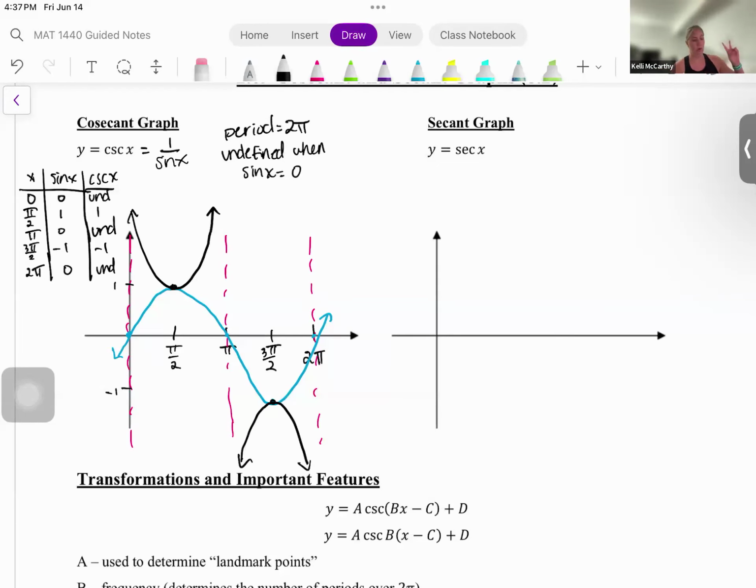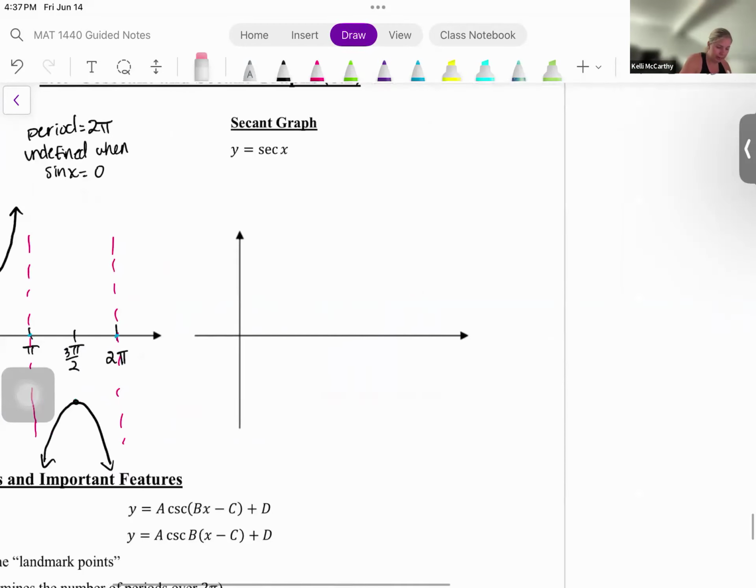So I've shown one graph of cosecant x in black, and I'm going to go ahead and erase this graph in blue just so it doesn't confuse us. But just to illustrate how we can see that graph of cosecant x from our graph of sine x. So there's our graph of cosecant x.